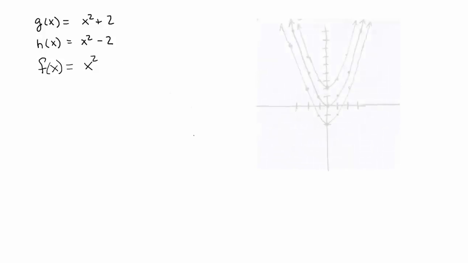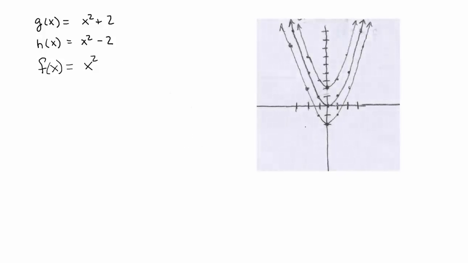So now let's take a look at the picture. And we have three parabolas. Now this parabola that goes through the origin, the middle parabola, that is our f of x. And now, if we shift every point up 2 units, then we get g of x. And if we shift each point down 2 units, then we get h of x.